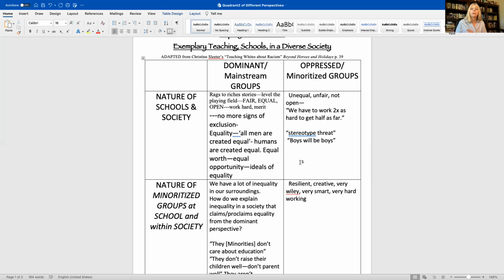You keep discriminating against me or having these implicit biases, but I keep achieving anyway. So look how smart I am. Like with Brer Rabbit, one of the stories, he's so resilient and so wily. He outsmarts the bigger fox, because he says, don't throw me into the briar patch, please.